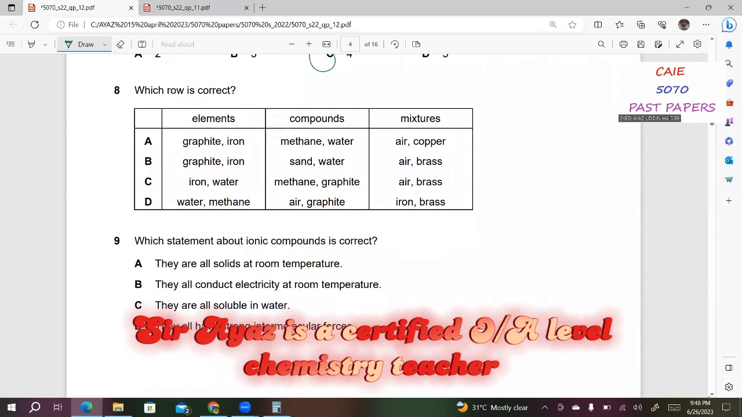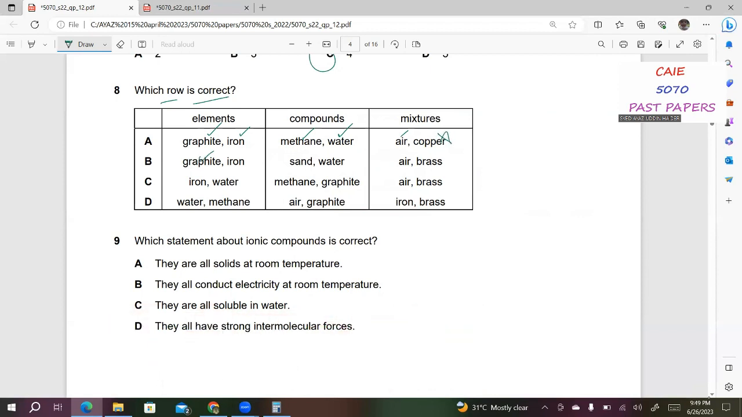8. Which row is correct? A. Elements, graphite, correct. Iron, correct. Compounds, methane, correct. Water, correct. Mixture, air, correct. Copper, wrong. Choice B. Elements, graphite, iron, correct. Compounds, sand and water. Sand is wrong, sand is also a compound and water is also a compound. This is also correct. Mixtures, air and brass, both are correct.